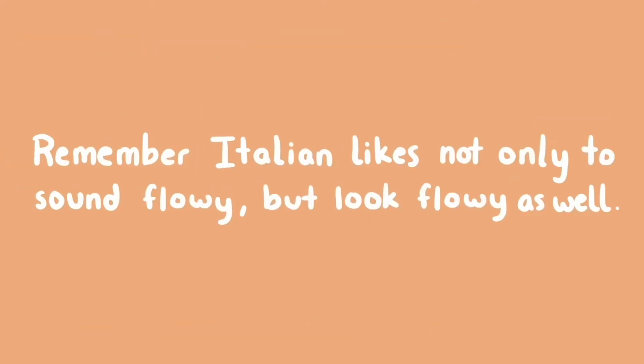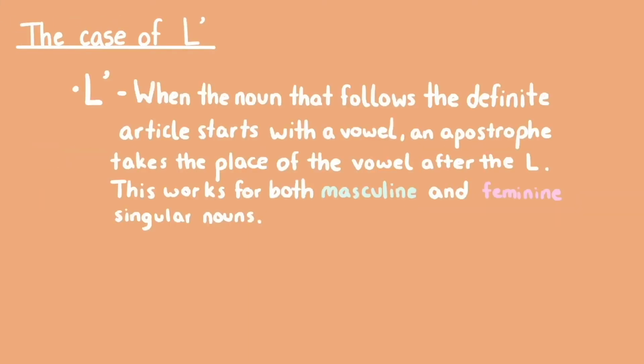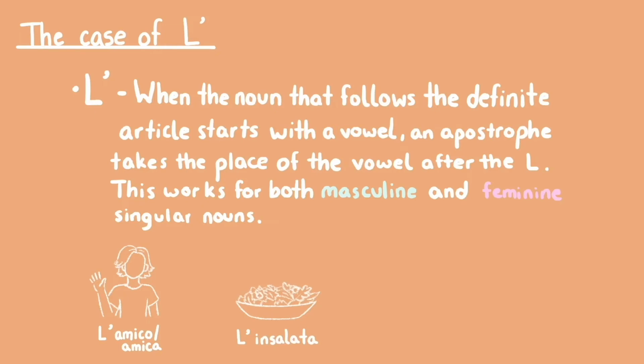Remember, Italian not only likes to sound flowy, but look flowy as well. The case of l apostrophe. When the noun that follows the definite article starts with a vowel, an apostrophe takes the place of the vowel after the l. This works for both masculine and feminine singular nouns. This keeps the flow when both writing and speaking Italian. L'amico, l'amica, l'insalata, l'ape, and l'albero.